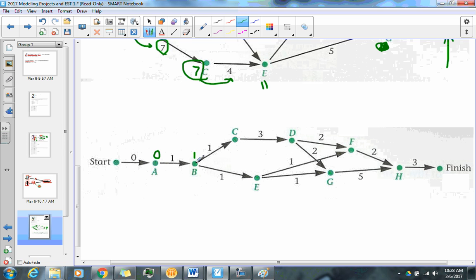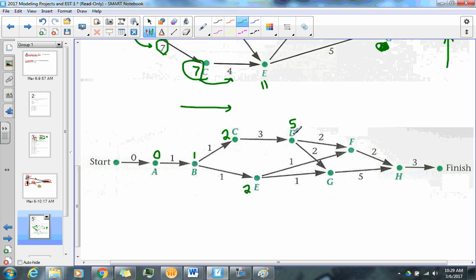Now, remember, B starts at 1. It takes 1 minute to do task B, so that means C will be 2. E would also be 2. Now, how I'm building it, hopefully you've gotten to this point, is I'm just kind of going to the right. I just keep on flowing to the right, so to speak. D, if C is 2, if it takes 3 minutes to do task C, D would be 5. E is 1, but oh, look at G.